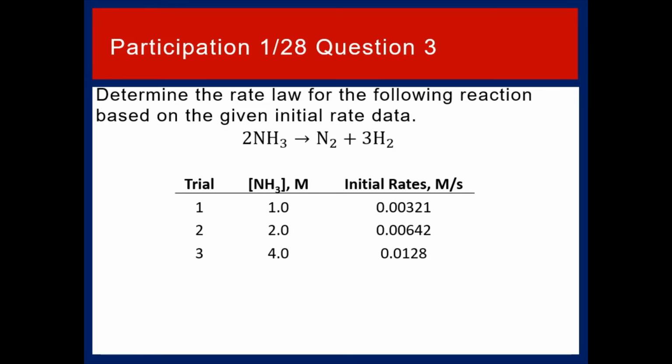Participation 128, question 3. Determine the rate law for the following reaction based on the given initial rate data. So my reaction is 2NH3 becomes N2 plus 3H2. And I've got some rate data here, different trials, different concentrations, and different initial rates. So this is the third question on participation 128, due Friday, January 28th at 11:55 p.m. over on Blackboard. Link to the assignment is right below the links to these videos. Again, determine the rate law for the following reaction based on the rate data that's given down here.